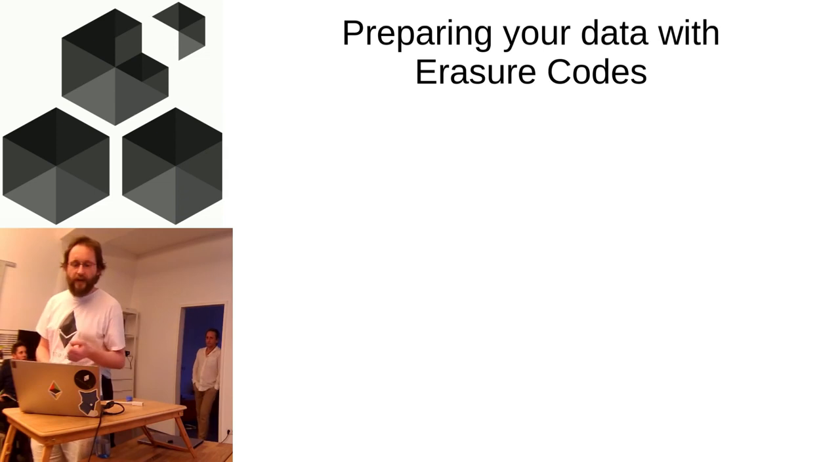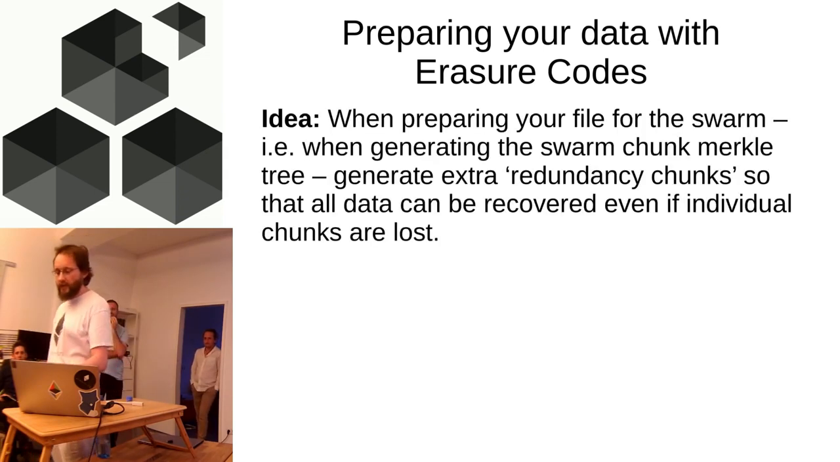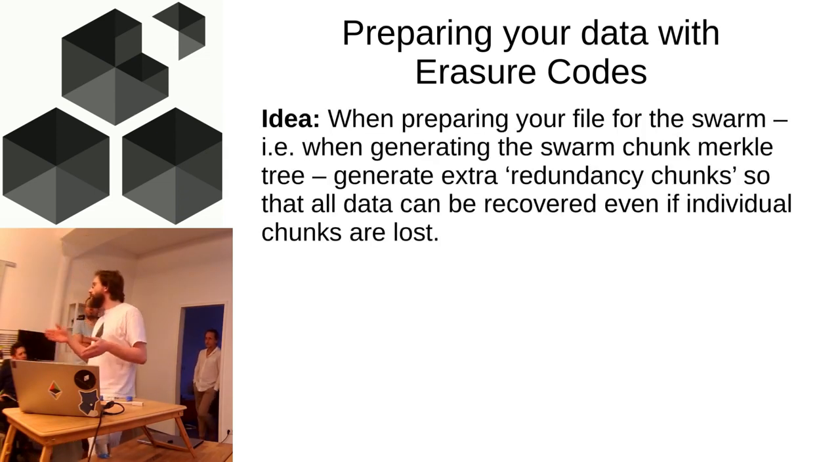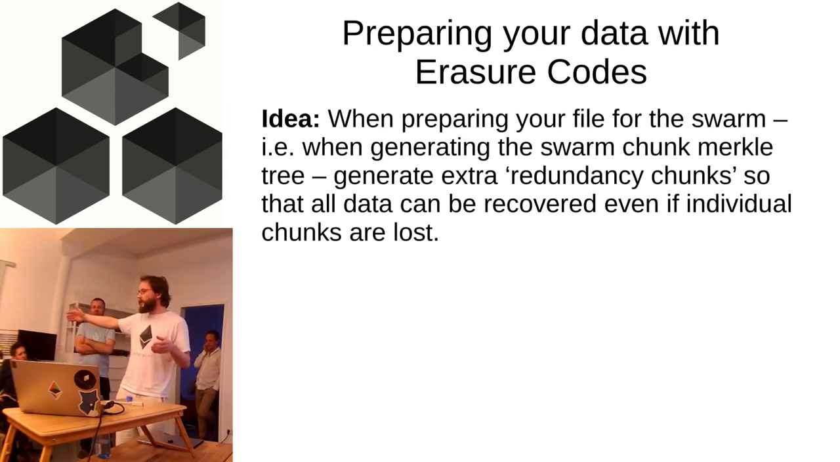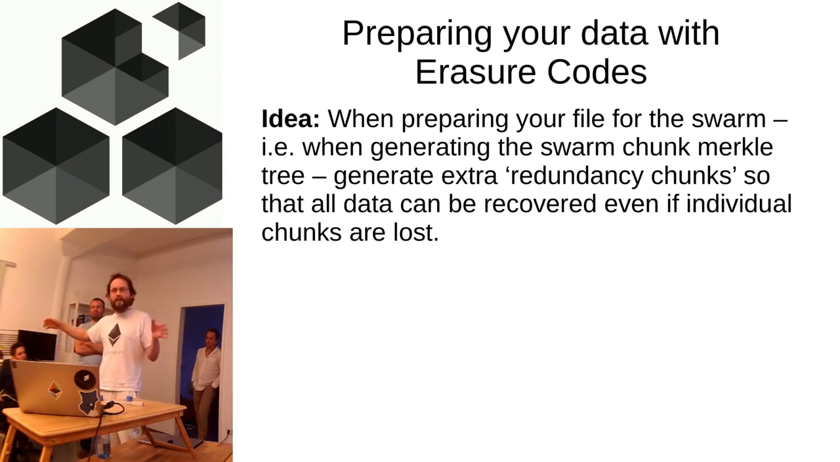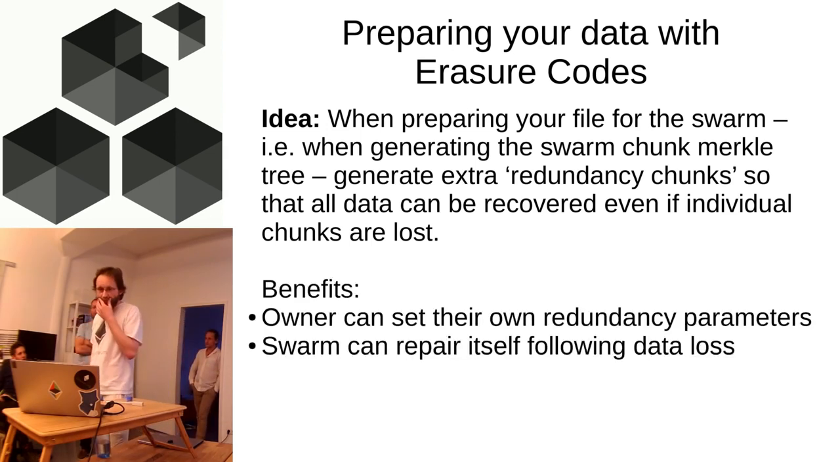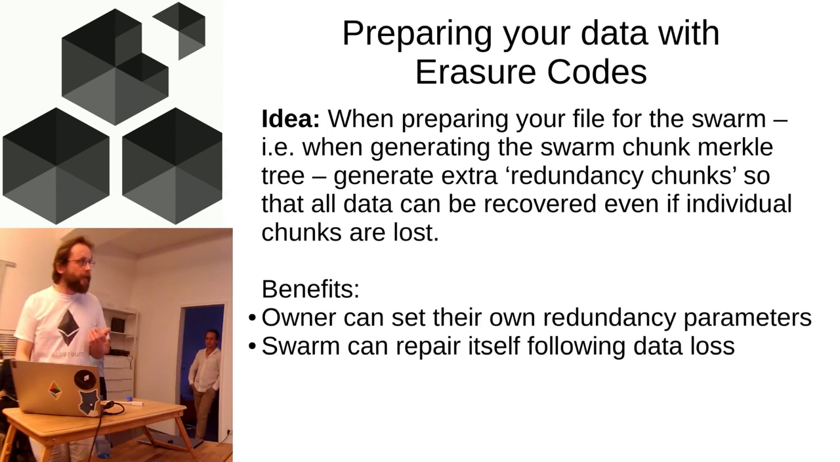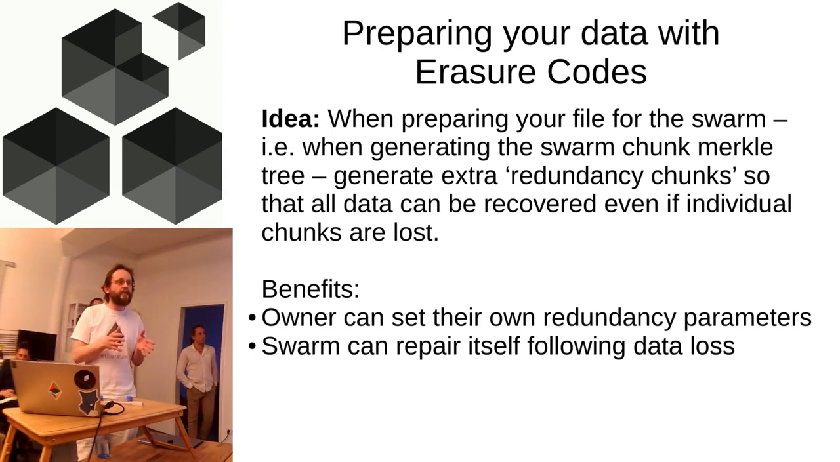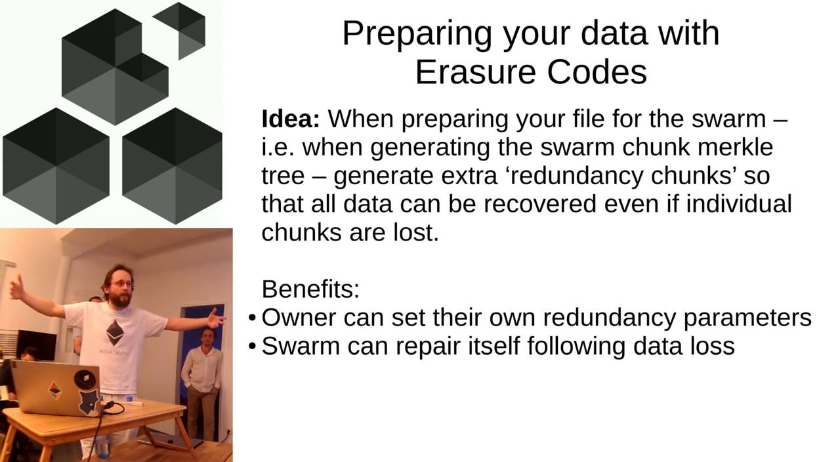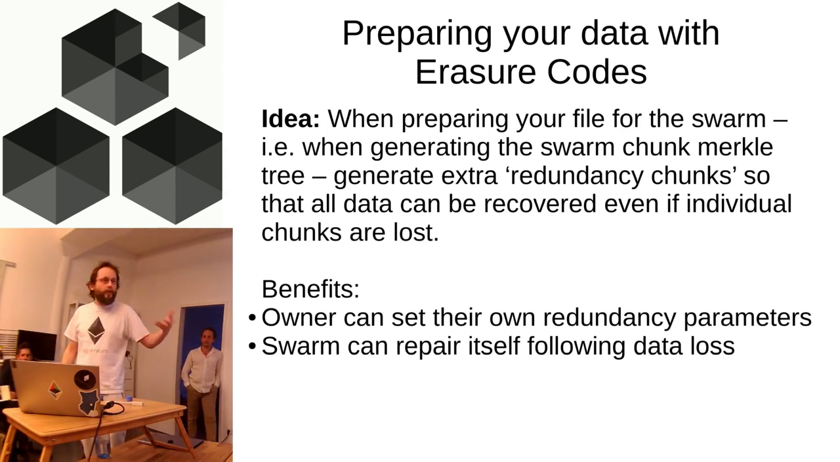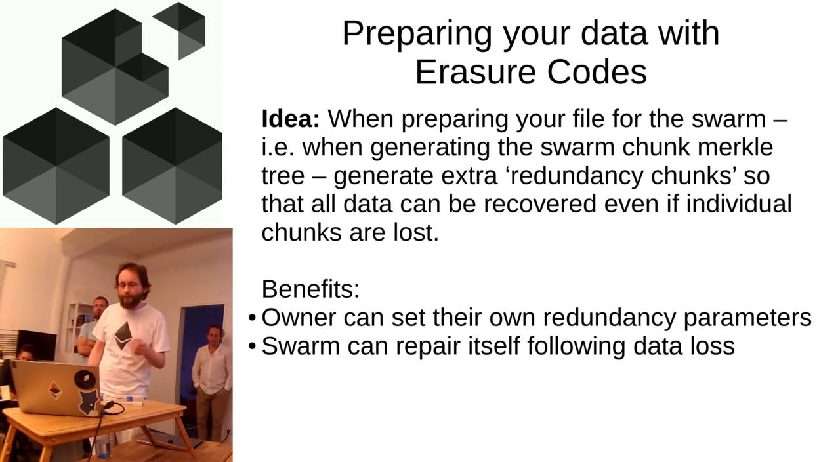The best thing is to prepare in advance with erasure codes. So what this means is, when you take your file and you chop it into chunks, you get a whole bunch of extra chunks, which are called parity chunks, in such a way that even if a few of them go missing, you can recreate the entire data set. So the benefits of this: the owner of the data can set their own redundancy parameters. They can say how much extra data I want. If I inflate my file to be much, much bigger, I'll have maybe more security that the file will still be there, but I also have higher costs because there's more chunks I'm storing.